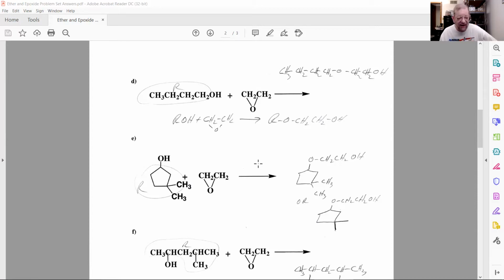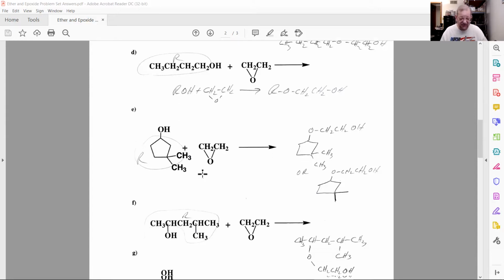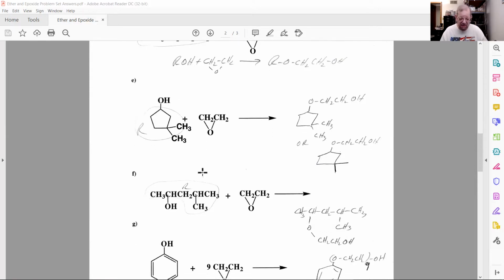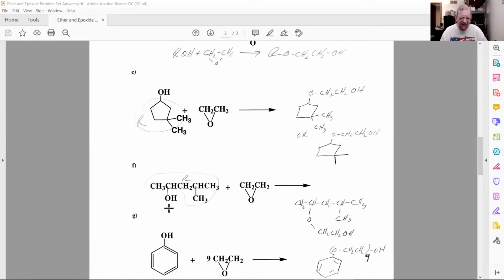This reaction with epoxides or ethylene oxide, I will never put a synthesis problem on a test or a final. That's cruel and unusual punishment. I don't do that. And here I just did a big, ugly, scary R group. Not really. O, CH2, CH2, OH.